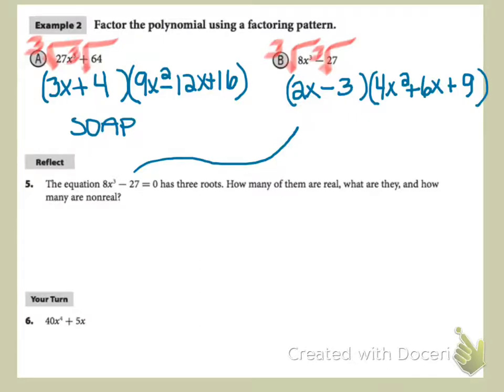And in question number 5, the reflect question, they're referring to this last one we just solved. And it says the equation x cubed minus 27 equals 0 has 3 roots. We're going to see why that is, how we know that, later on. But for now, we know that a cubic function could have 3 separate roots, or one root that counts 3 times, or one root that counts twice and one that counts once.